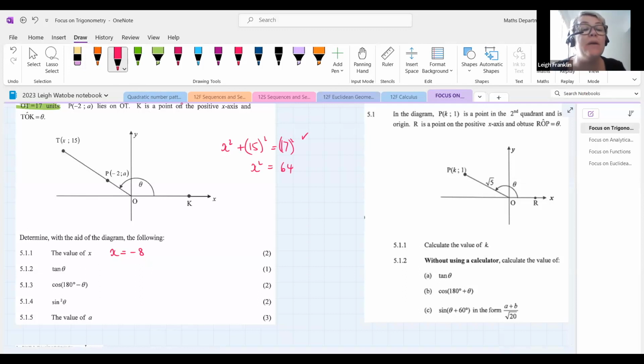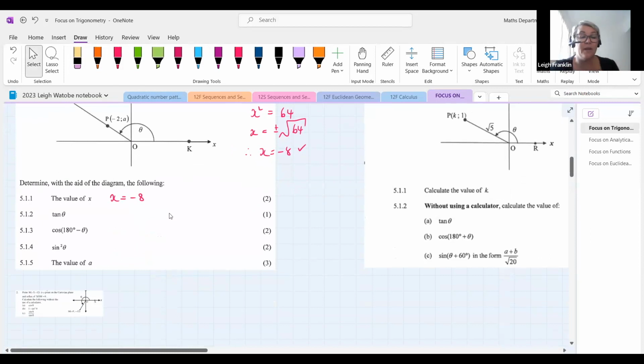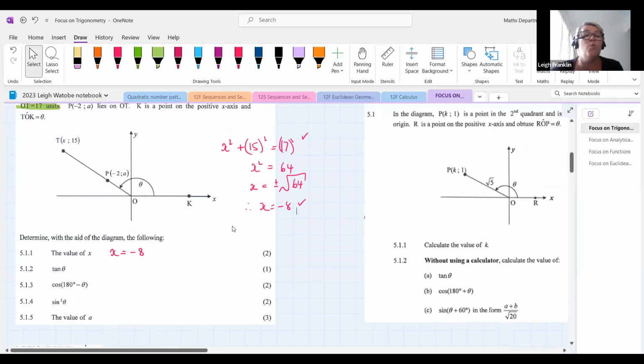And then you've got to be careful, okay, because you are working in the second quadrant. So that's how you would have got x is equal to -8, and that's where the second mark would have been. Now, in the beginning, when I had said tan theta is y over r. That's what they want from you here. They want you to write y over r for this diagram.